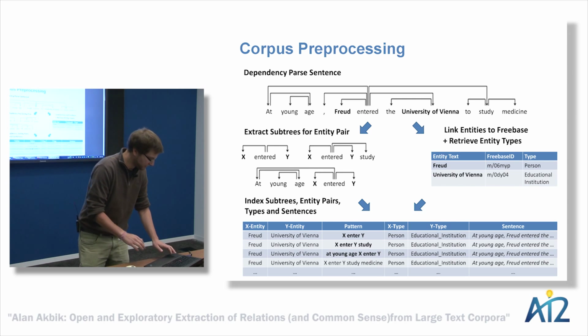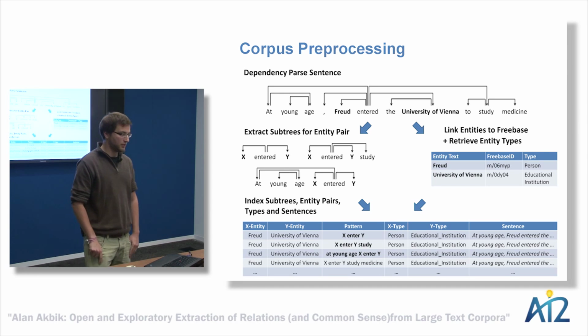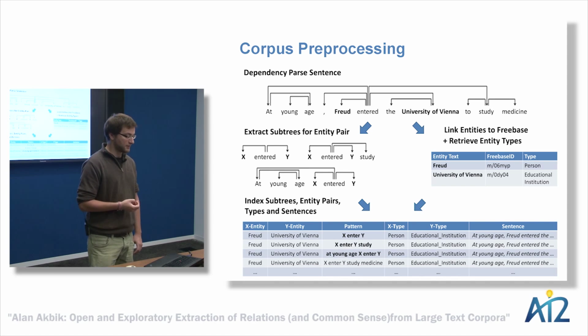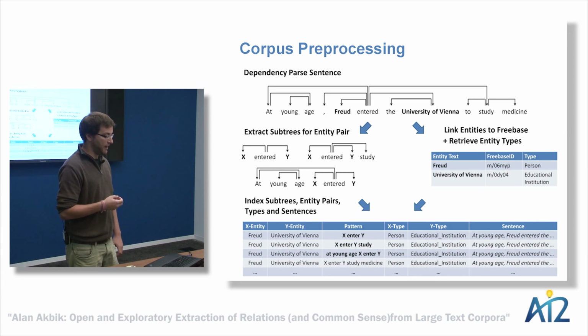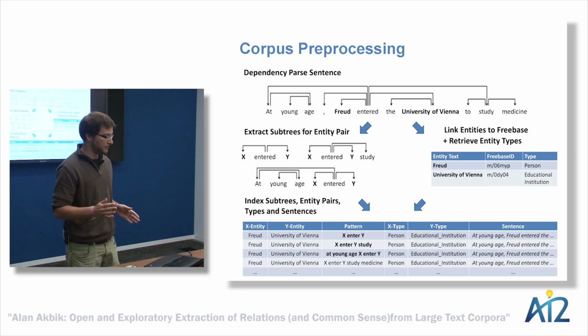Right. So here's basically how we pre-process the corpus. We dependency parse all the sentences from the ClueWeb. And then we use this data set provided by Google to link all the entity mentions to Freebase. And from Freebase, we retrieve the fine-grained named entity types. After we have the named entity mentions, we generate preemptively all possible subtrees up to a certain size for this data. We just generate blindly all these subtrees and index them.